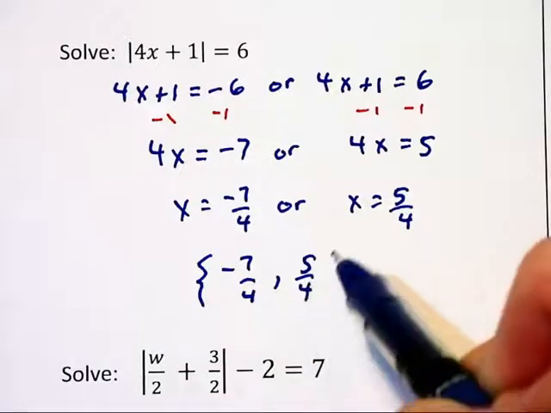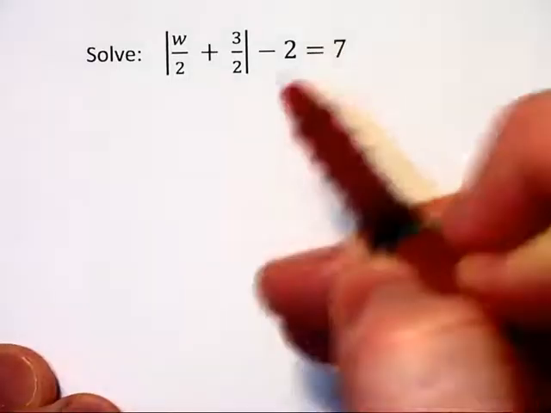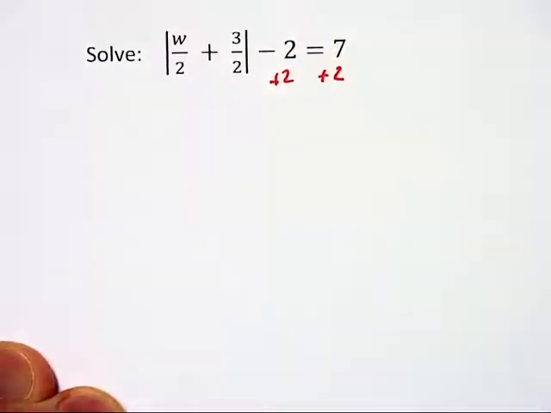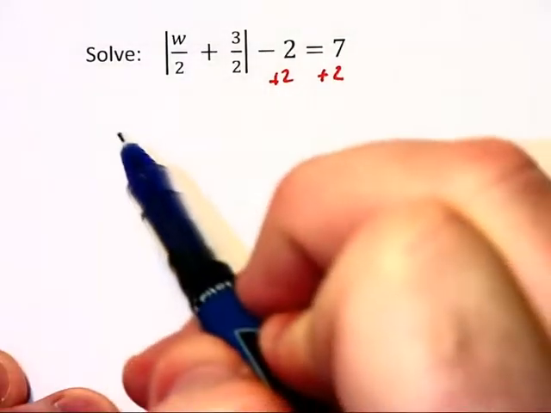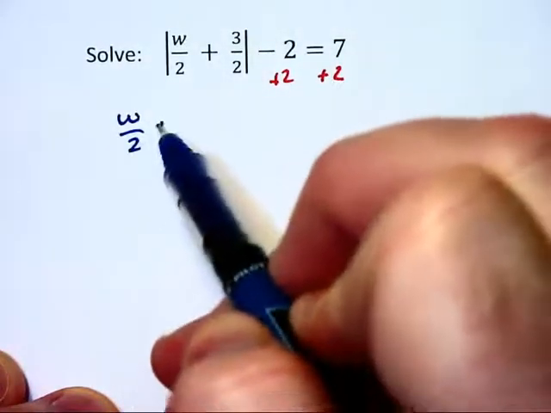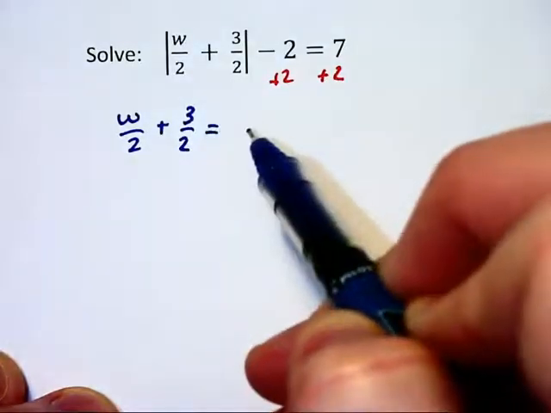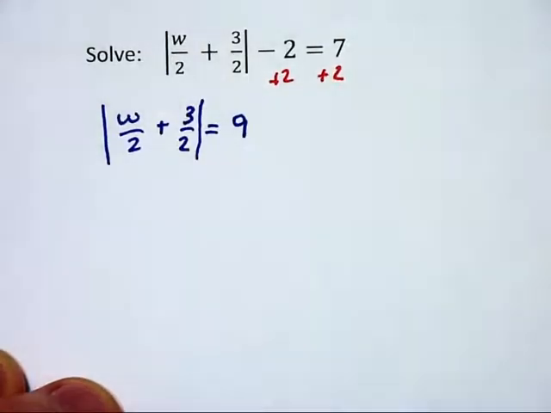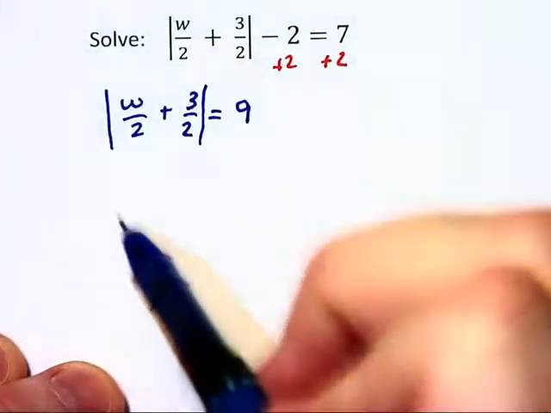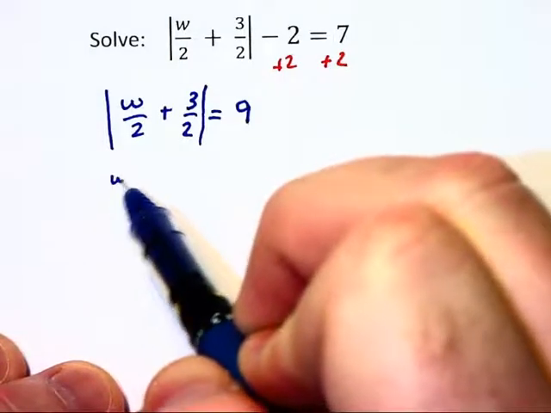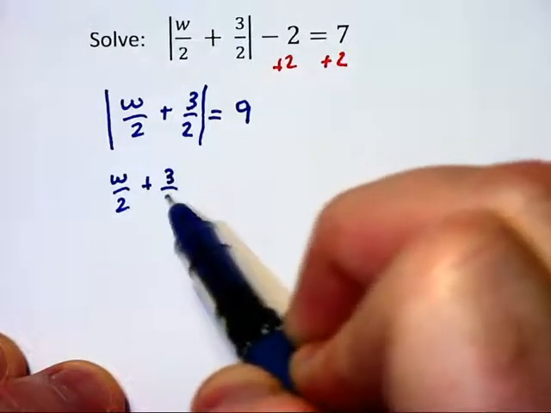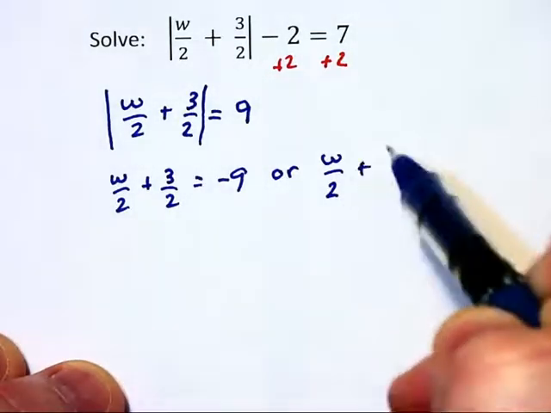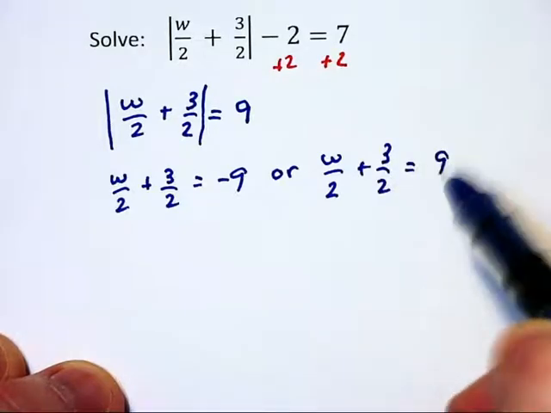Okay, again, let's isolate the absolute value by itself by adding 2 to each side of this equation. This will give us the absolute value of w over 2 plus 3/2 is equal to 9. And then we can remove this absolute value and write w over 2 plus 3/2 is equal to -9, or w over 2 plus 3/2 is equal to +9.